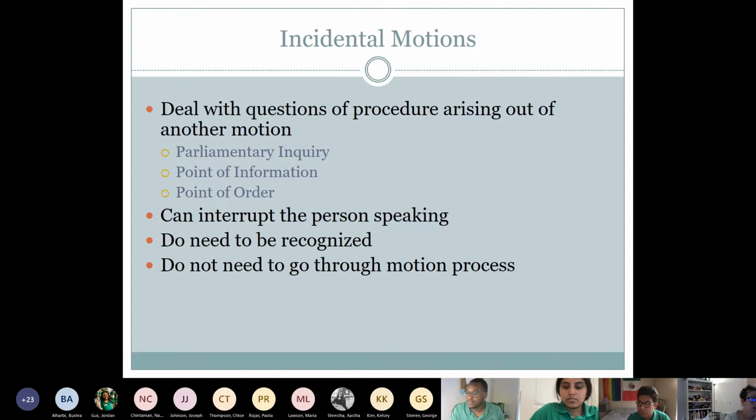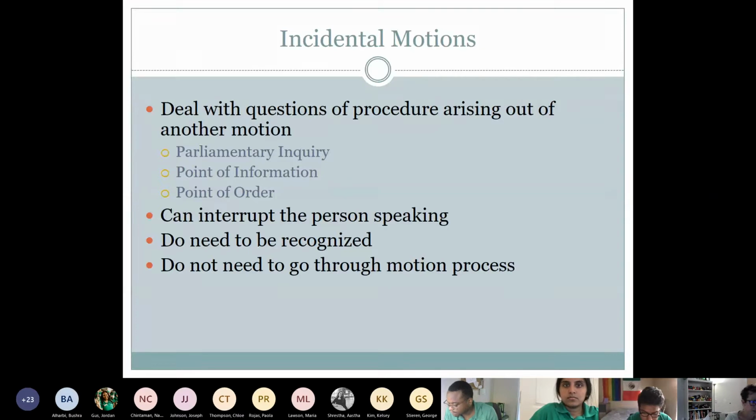So for these motions, you do not need to be recognized. I need to fix that. You do not need to be recognized by the chair in order to make these motions. So like I said, as debate's happening, you can just raise your hand, say point of parliamentary inquiry. Point of order, this is not acceptable right now. Point of information, how much money is in the budget? You can just raise your hand and then start asking your question, or saying what the problem is. Okay.